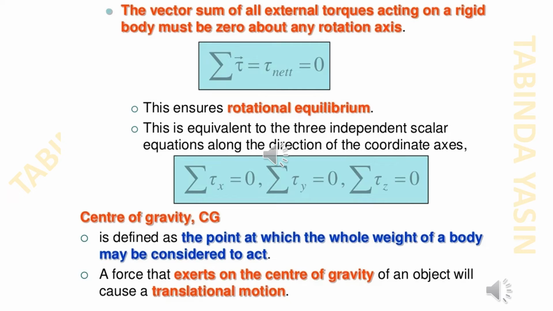Now, what is the center of gravity? It is defined as the point at which the whole weight of the body may be concentrated or considered to act. So if there are a number of particles, there must be a single point where the mass, or the weight, of all the particles is concentrated. A force that is exerted on the center of gravity of an object will cause a translational motion. It means that if any force is exerted at the center of gravity, it produces a translational motion.